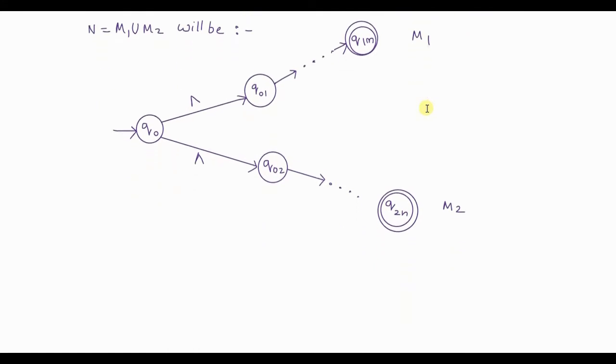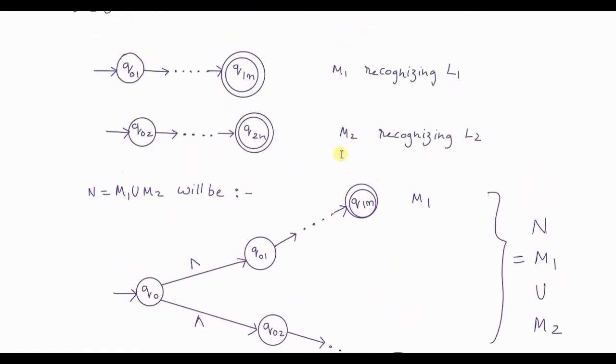So what we get here, this diagram, is basically the resultant NFA N, which is the union of M1 and M2. At any point of time from Q0, either you can go to this branch and the machine then acts like the M1 machine, or at any point of time it can switch to this branch and the machine will act like the M2 machine. So basically N is a machine where either the M1 branch or the M2 branch will be followed.